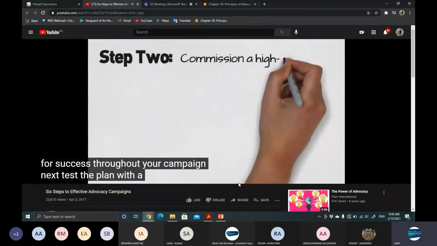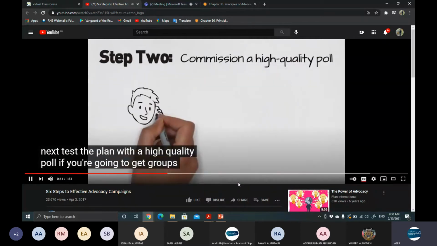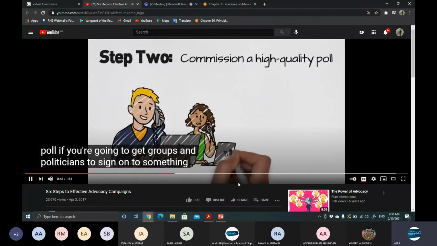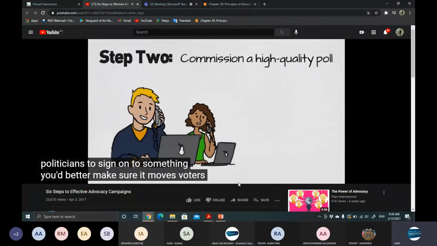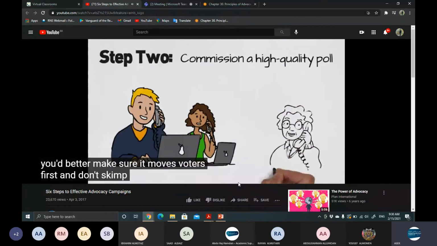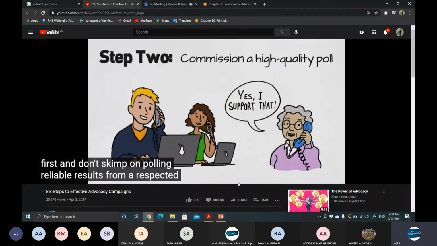Next, test the plan with a high-quality poll. If you're going to get groups and politicians to sign on to something, you'd better make sure it moves voters first. And don't skimp on polling. Reliable results from a respected firm give you the credibility you need.